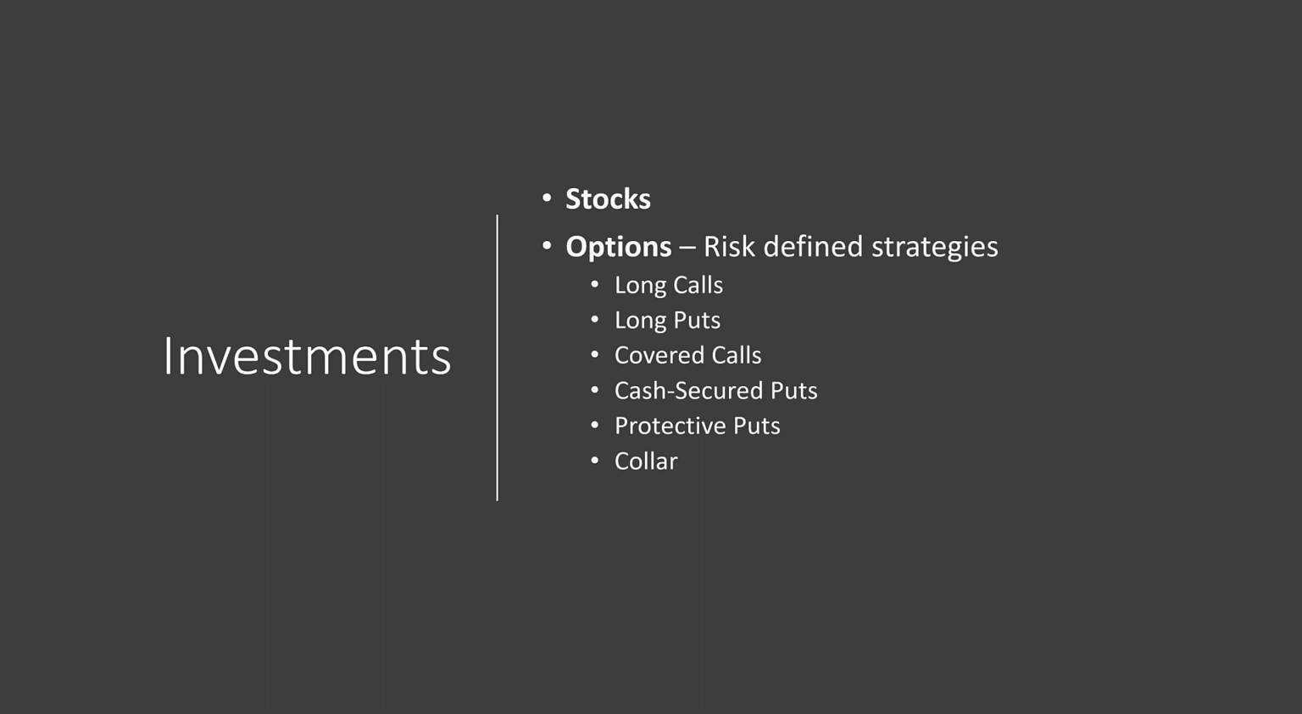Now, as far as investments within a Roth IRA, you can trade stocks as usual, and options. Now, options, because it is a cash account again, you're trading with your money, and this is not on margin. Because it is simply your money at risk, you need to trade risk-defined strategies. The options that you're allowed to trade within a Roth IRA are risk-defined: long calls, long puts, covered calls, cash-secured puts, protective puts, and collar trades.